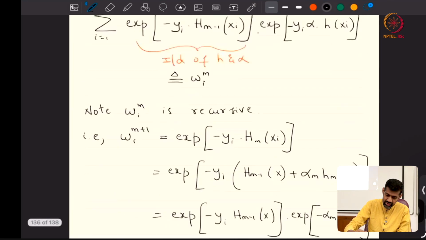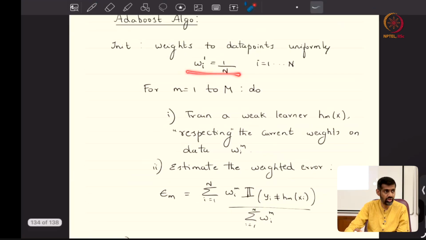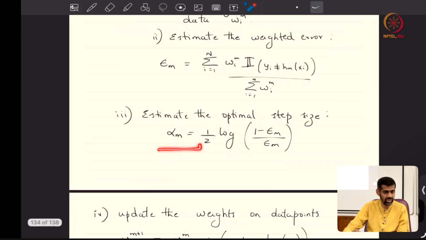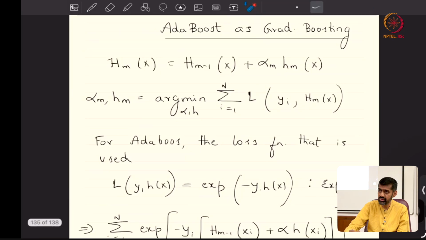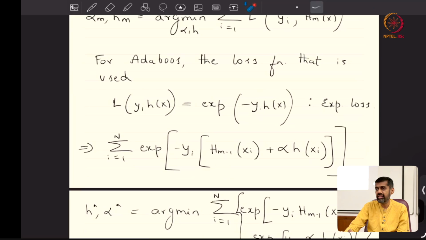So, now what did we say? Let me just run through the algorithm again. Initialize uniformly, and then you get the current classifier that would minimize the weighted sum of misclassified samples, define this epsilon m and estimate the optimal algorithmic step as alpha m and update the new weights using this equation. That is it. This is nothing but gradient boosting, with exponential loss function, and optimizing over the alphas as well.